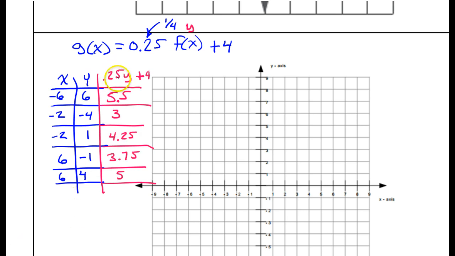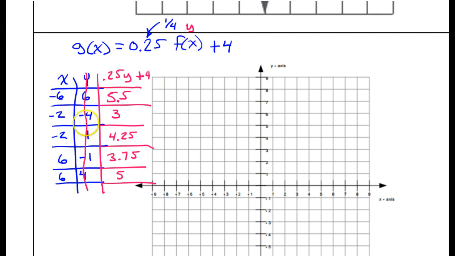Alright, so basically I'm doing the vertical compression and the shift up 4. I'm doing both of those things at once by taking each y value and multiplying by 0.25 and adding 4. Okay, that will give me a vertical compression by a factor of 0.25 and a vertical shift of up 4. So these are my new y values. So I can throw out the old y values. They're gone.